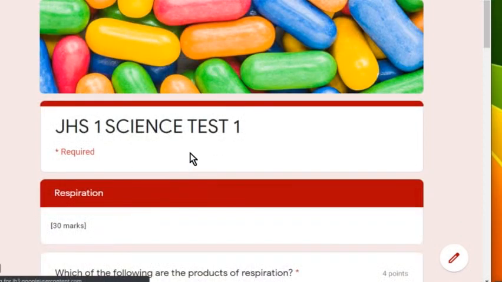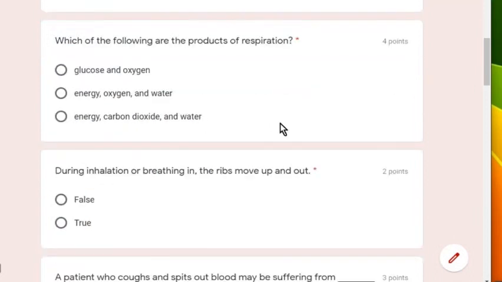Next section, respiration. Which of the following are the products of respiration? The products of respiration are three, that is energy, carbon dioxide, and water. Energy, carbon dioxide, and water. We take in oxygen and then we give out carbon dioxide. In addition to that, we release energy and also bring out water in the form of water vapor.